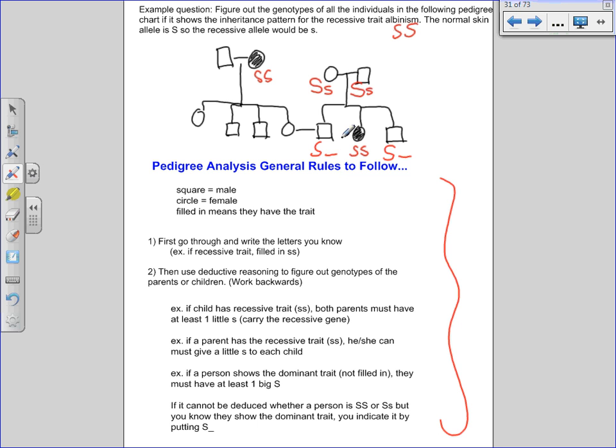Now, over on this side, we know that each of these four children are showing the dominant trait, so they have to have a big S.